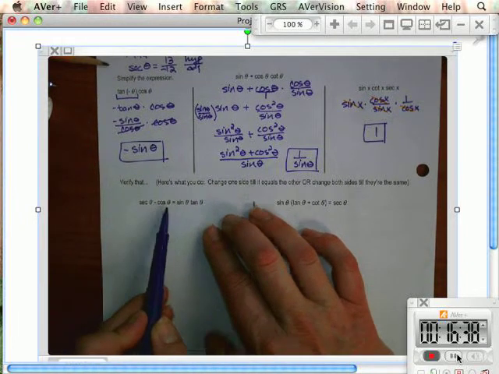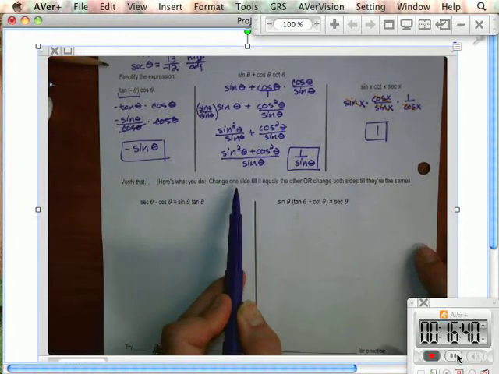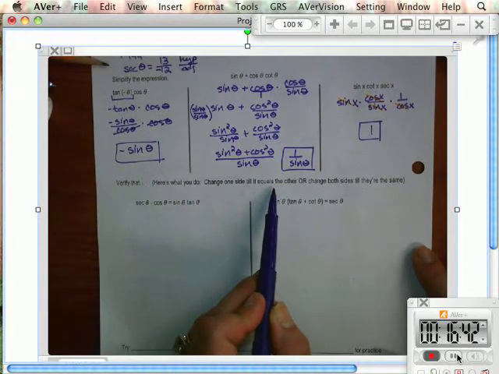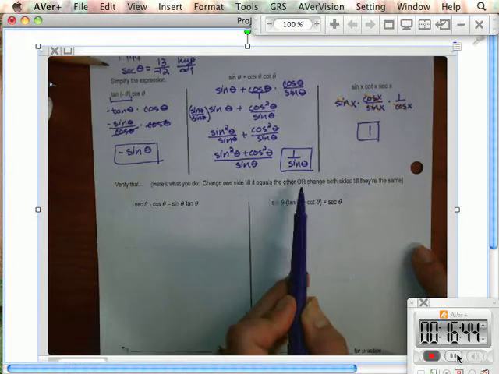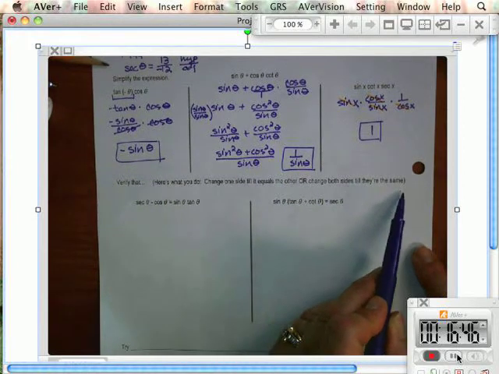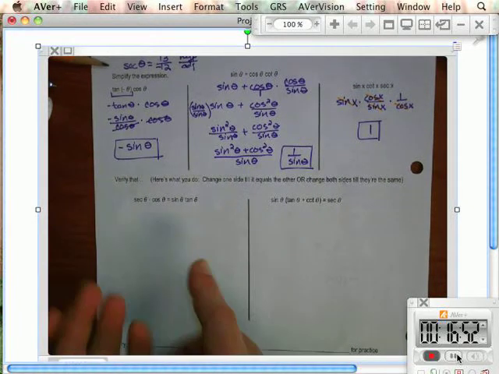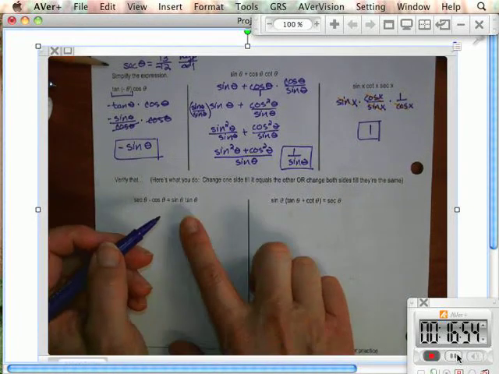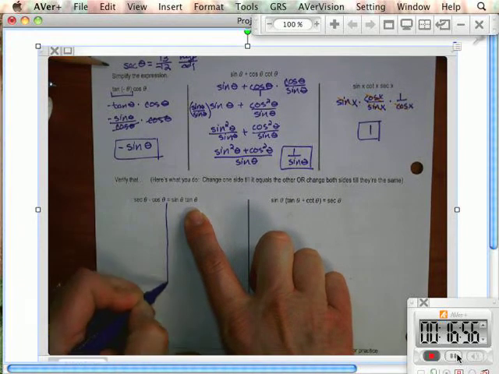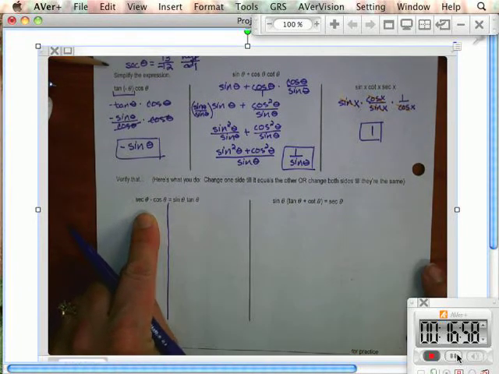Here's what you do. You change one side till it equals the other, or change both sides till they're the same. But I like changing just one side so it equals the other. Okay? So I'm going to look at this. It doesn't really matter. I'm going to change this side right here to end up looking like that. That's my goal. I want to end up with this.